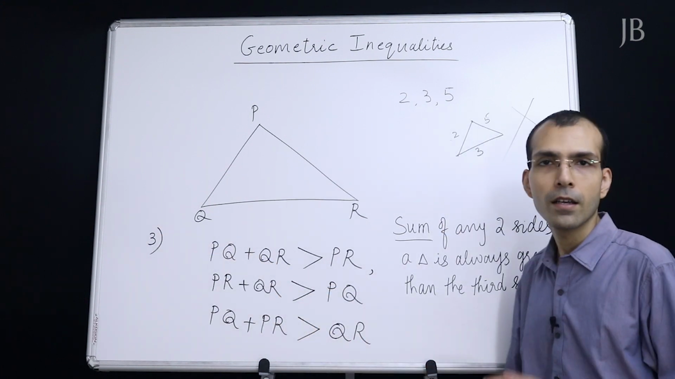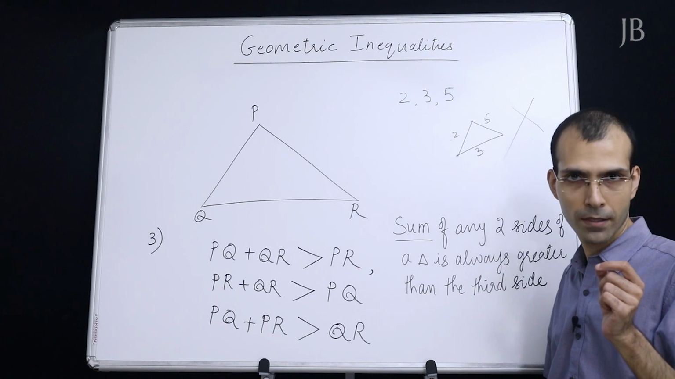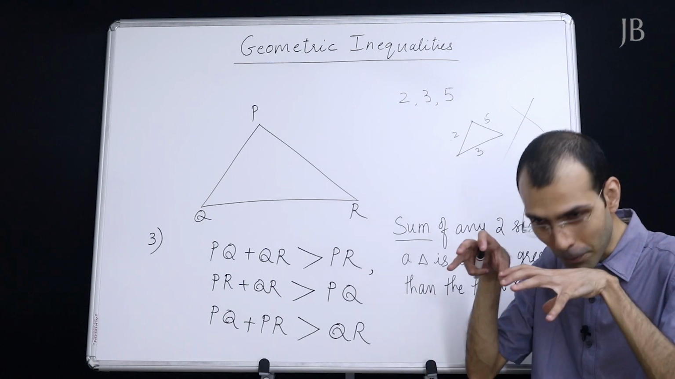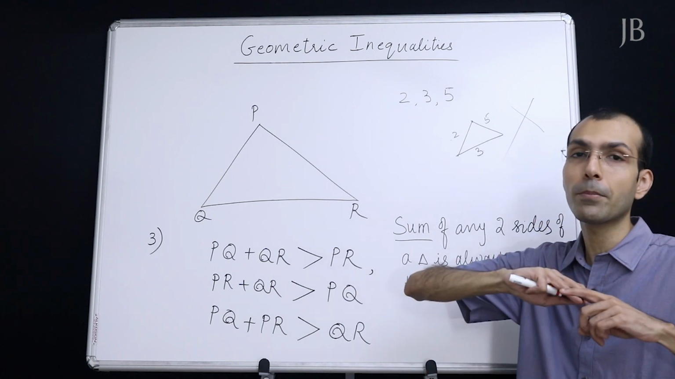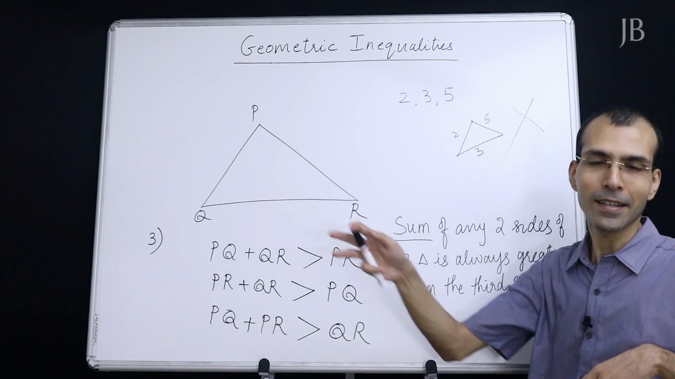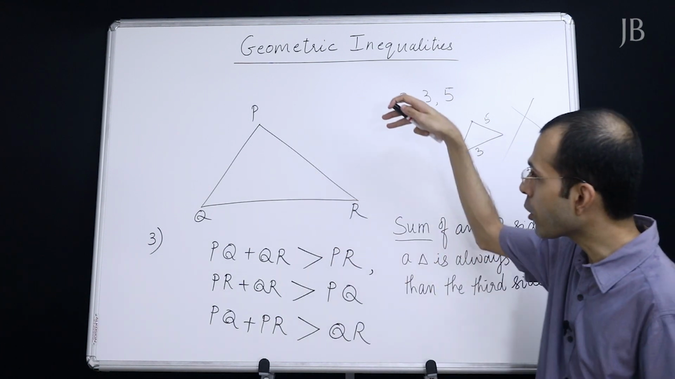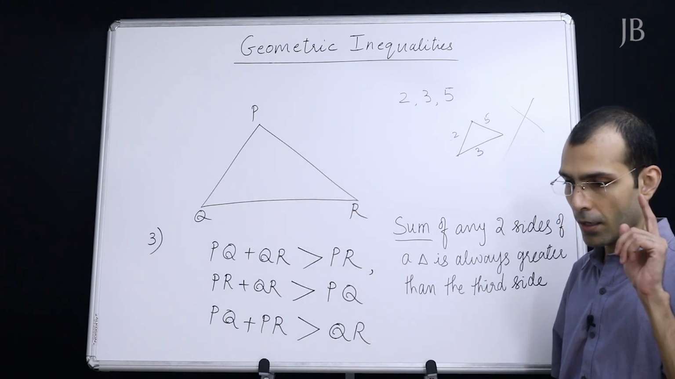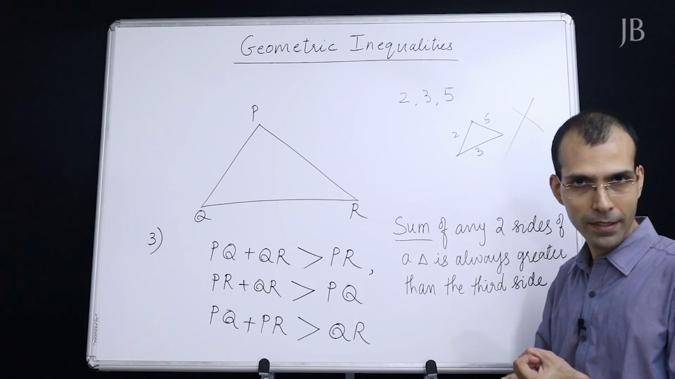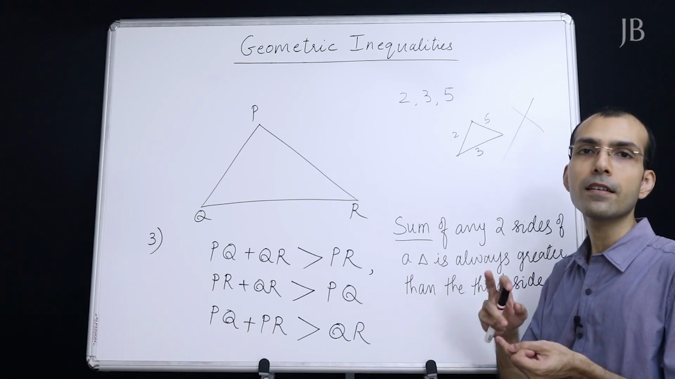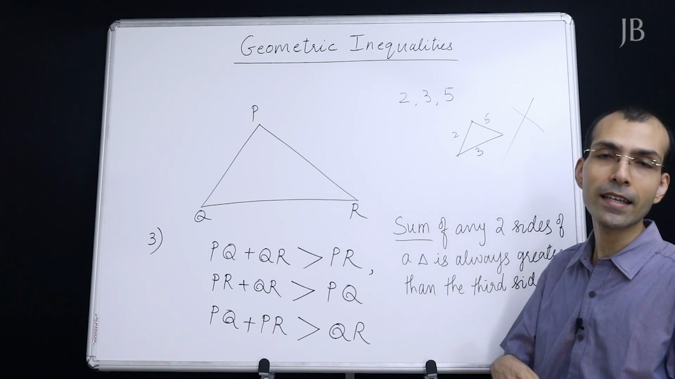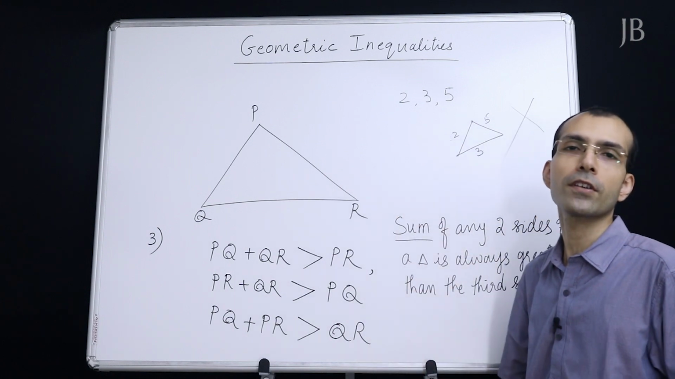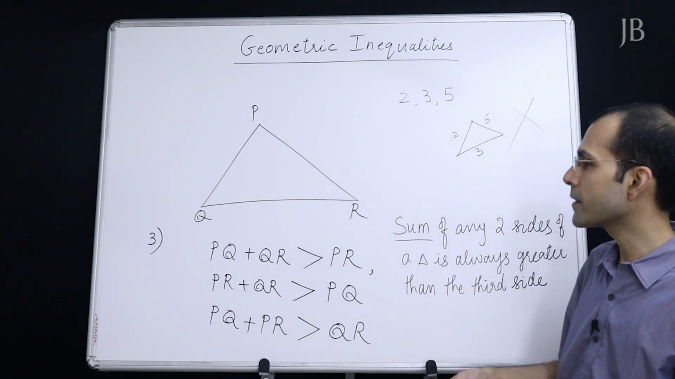So keep in mind, the angle opposite to the greater side is greater. This happens for one particular triangle. You cannot compare two different triangles like that. All these properties are valid for a particular triangle. The angle opposite to the greater side is greater. Then the side opposite to the greater angle is greater. And third, the sum of any two sides of a triangle is always greater than the third side.